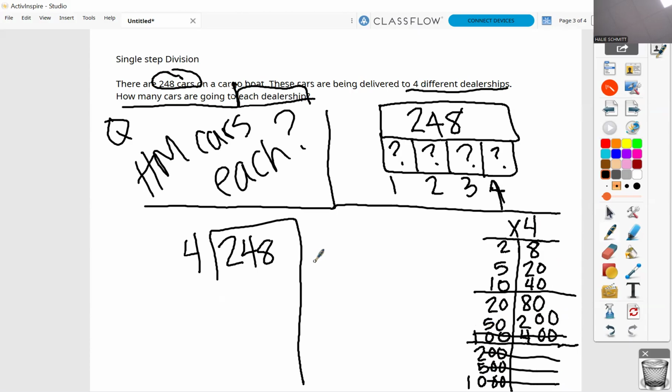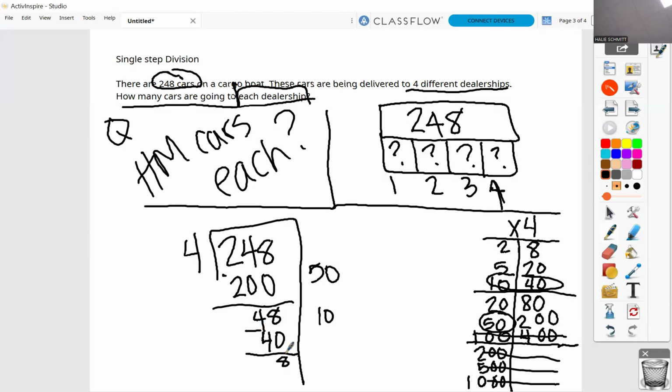So I can do a group of 50, and that will eliminate 200 of this. Right? I can do that. I can also do a group of 10, which will eliminate 40 of this, leaving me with just 8. And I can do a group of 2, which would eliminate 8 of it, and I'm done.